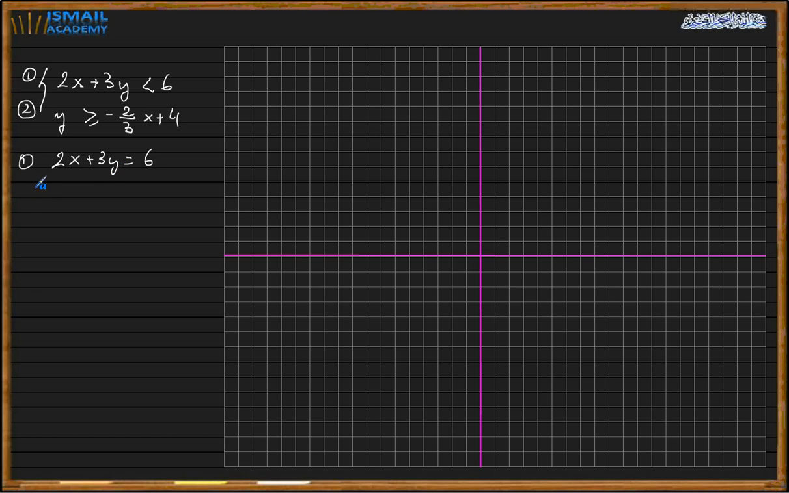So I'm going to find my x-intercept and my y-intercept. So x equals 0, so y will be 2. And when y equals 0, x will be 3. So this is my x-intercept, this is my y-intercept. So 2, 3. So this will be my line. I will extend the line.